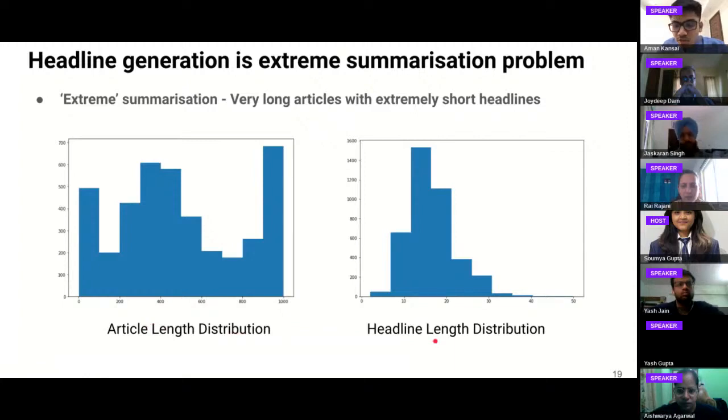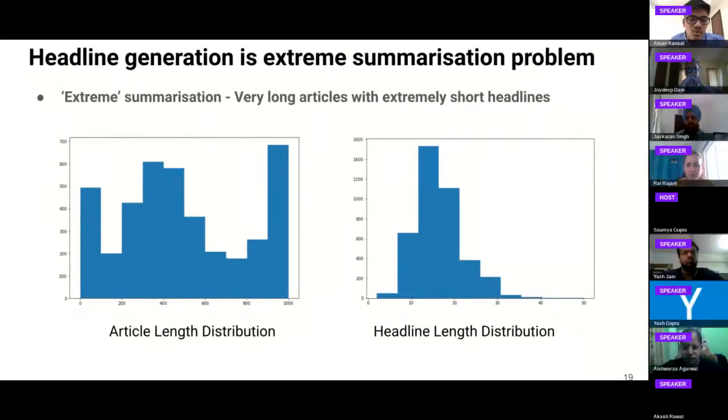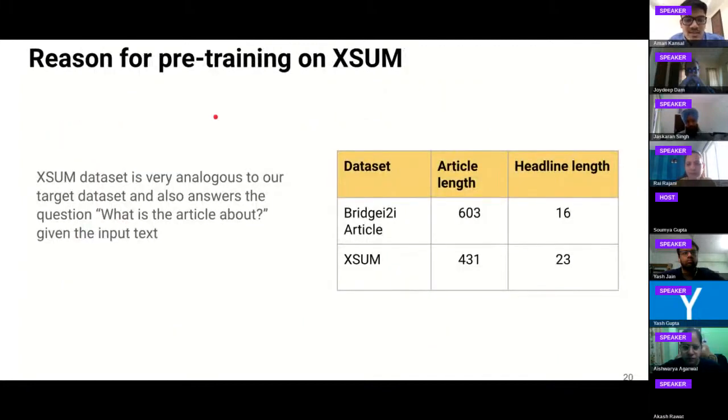So it's important to fix that distribution issue before we train on the data given to us. And how we handled that was using the XSum dataset, or the extreme summarization dataset. The XSum dataset has the following pattern: for every article in XSum, the headline it gives as output is the answer to the following question: what is the article about?